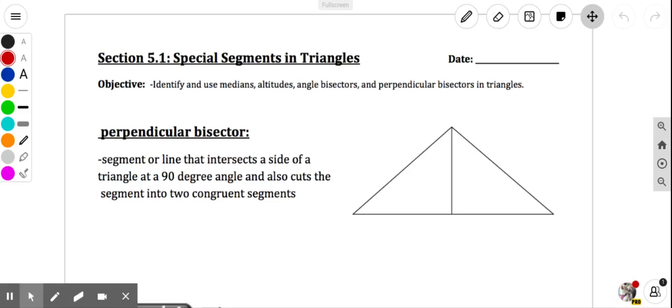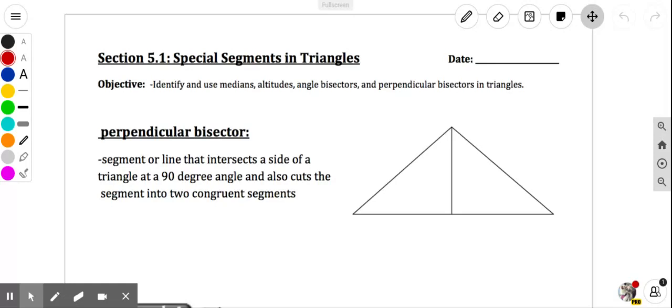Hi everyone. So this lesson is the first lesson in our next mini unit. It's chapter 5, and there's only like 4 sections, so it goes pretty fast. This first one is called Special Segments in Triangles. So it's more work with triangles, but learning about some special segments. Some of them we've actually already learned about, but there's a couple new ones mixed in.